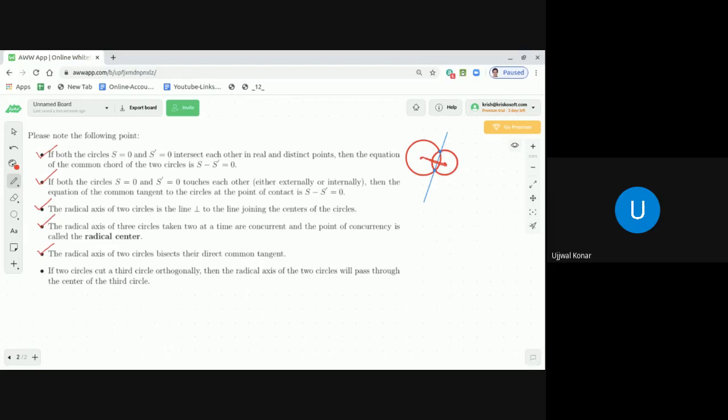Dear students, we are not proving all these things because this is information you need to remember, okay, and you need to apply while solving problems, which we'll be doing in some of our future classes. The next point is that if two circles cut a third circle orthogonally, then the radical axis of the two circles will pass through the center of the third circle.